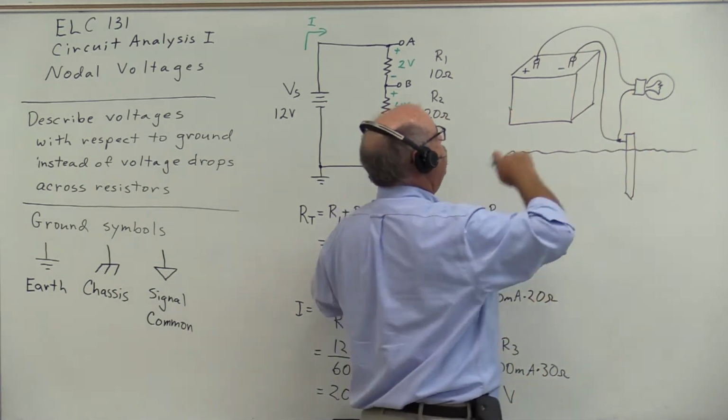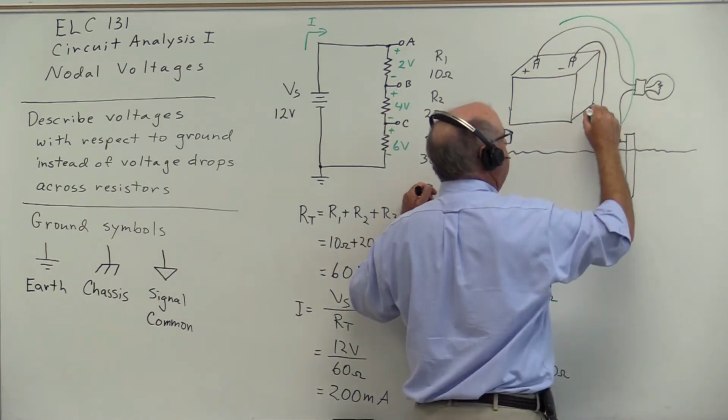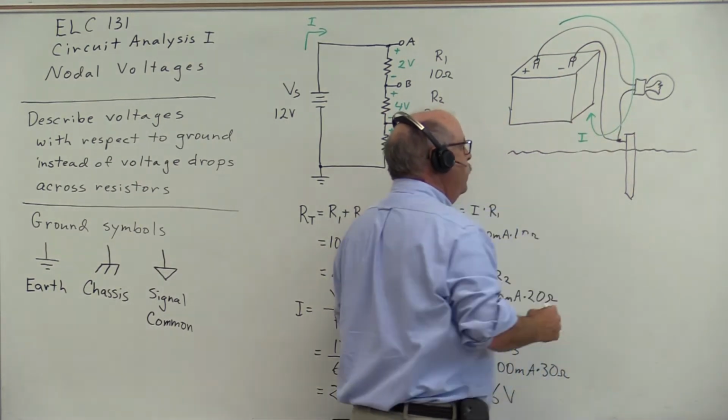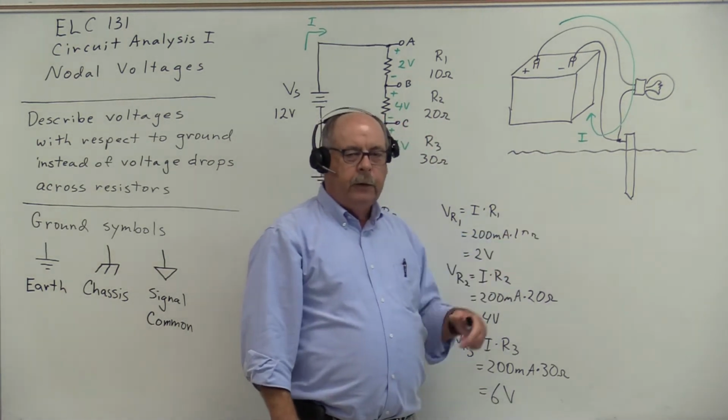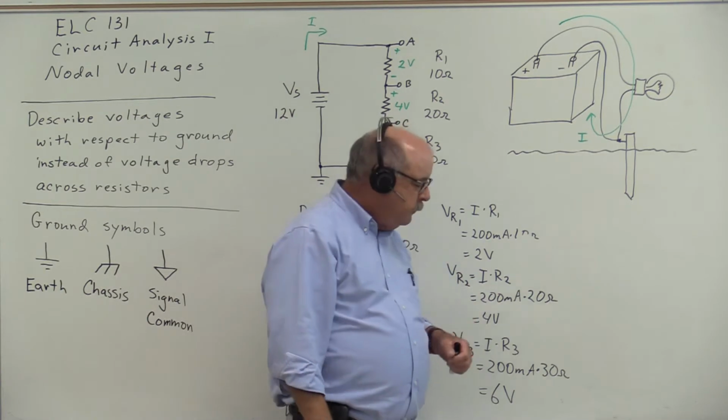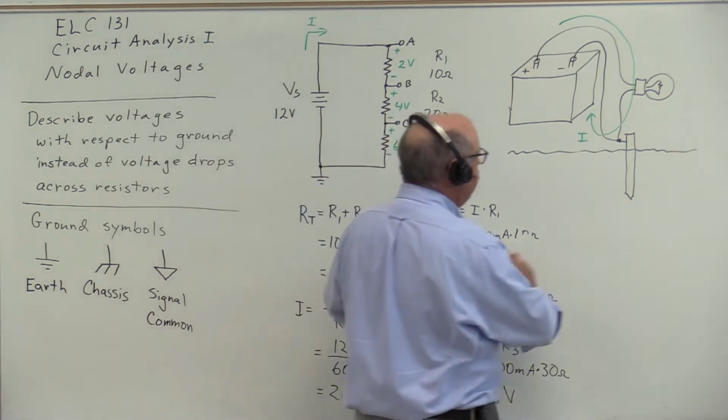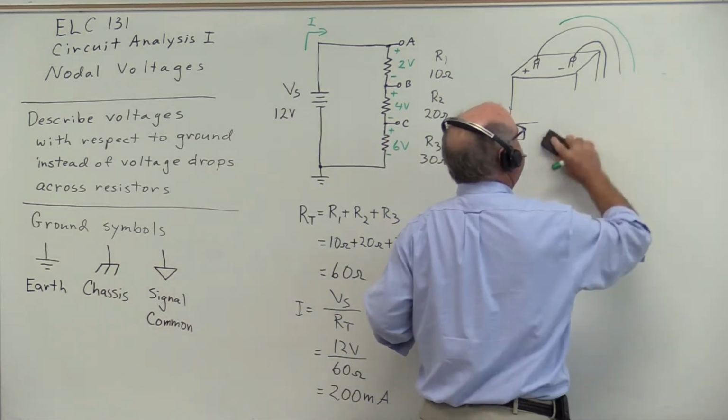Current flows around through the light. The ground is nothing but just a point of reference. So putting the ground here has nothing to do with the current flow in the circuit.